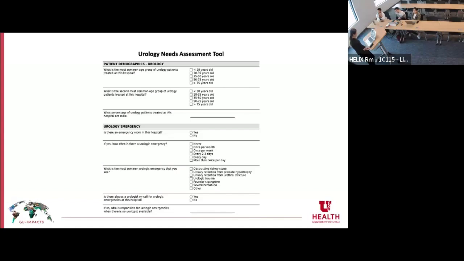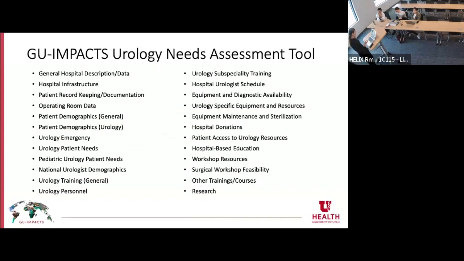So our needs assessment tool is a very long tool. It's about 24 pages, I would say, but a lot of it is multiple choice drop-down menus, so it's not actually that long, but it's specific to urology. It's the first of its kind to my knowledge, and it's designed to be used in a low and middle income country setting. These are the categories it covers: general hospital infrastructure, patient demographics, urology patient needs, access to resources, national urologist demographics, and then things like workshop feasibility, equipment, sterilization, rules about international donation, things like that.